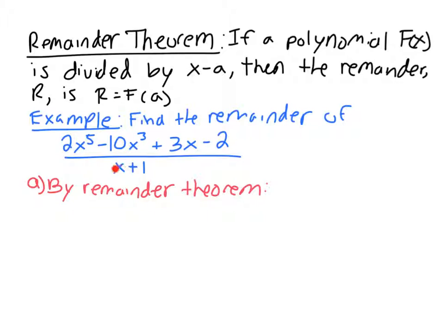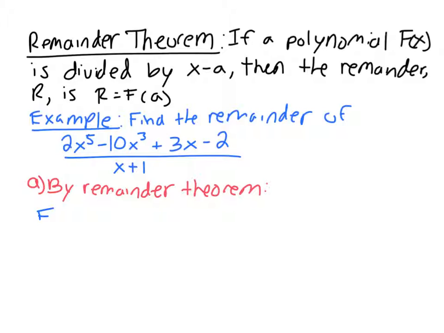So a in this case would be -1, right? Because it's x minus a, so you flip the sign of whatever you have behind x. It's a +1, so you flip the sign, and then it becomes -1. So the a is -1. It's saying that if I were to divide these two, the remainder would be f of -1. Okay, so let's find the remainder of this division by the remainder theorem. I'm going to go ahead and do that.